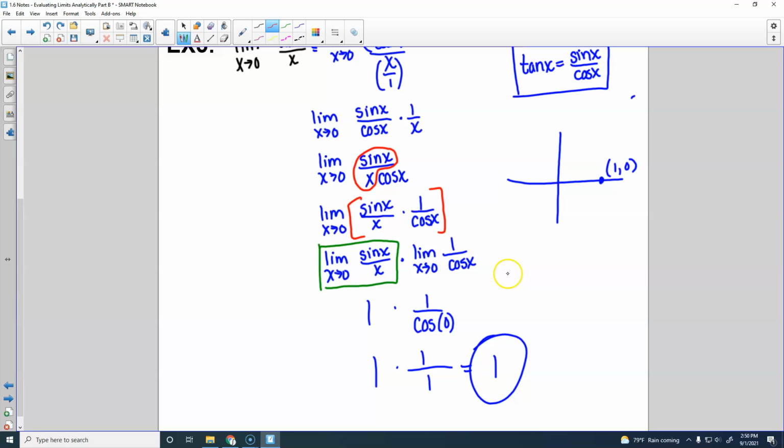Will they make you show that? If you don't show this step, that's fine, but you would not want to do just this first limit and then have 1 over cosine x. That would not be good. You would need to skip down to this line where you've already plugged the 0 in. Does that make sense?